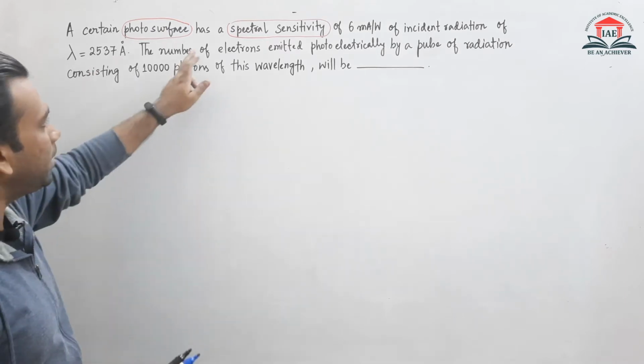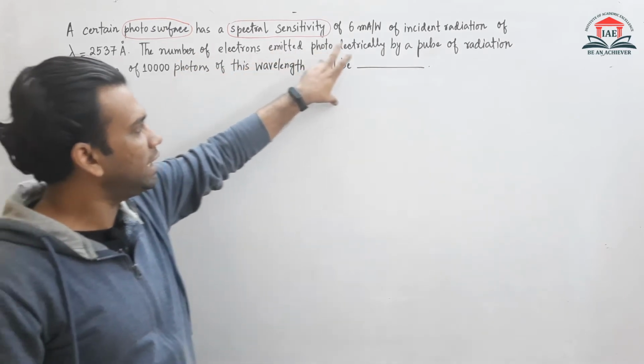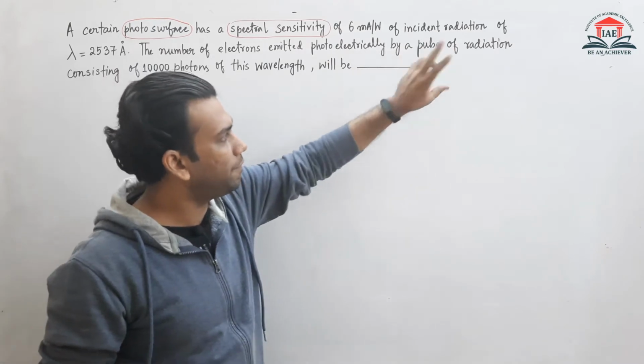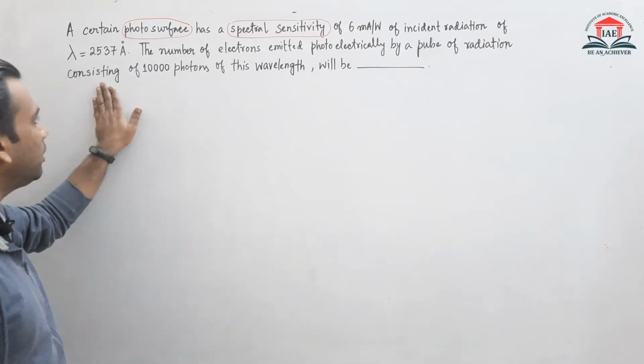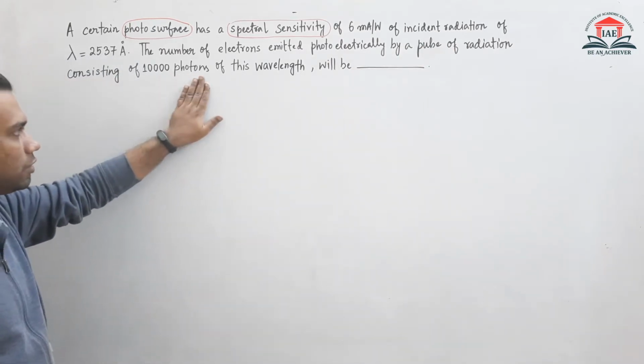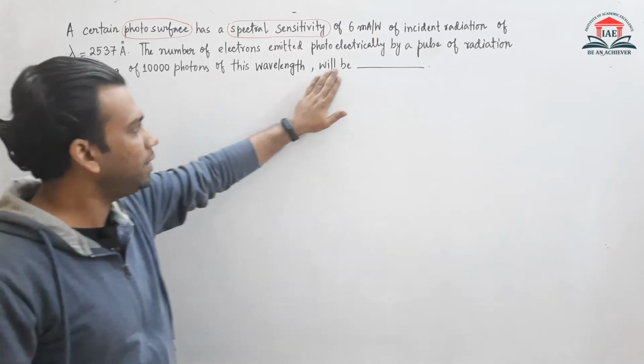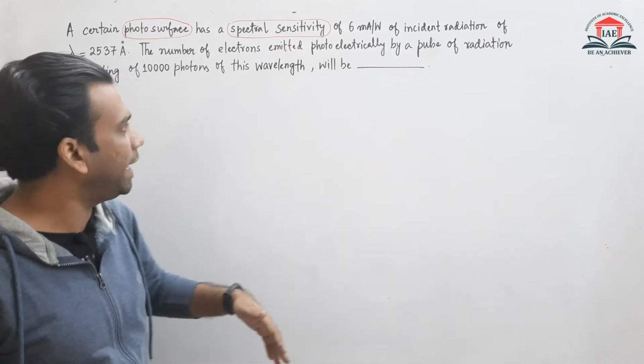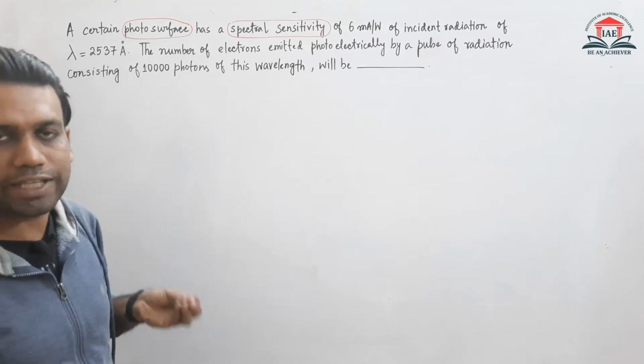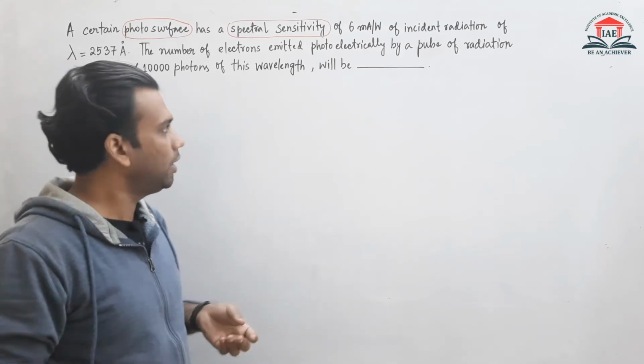Now, the number of electrons emitted photoelectrically by a pulse of radiation consisting of 10,000 photons of this wavelength will be dash. So we have to find the number of electrons, that means the number of charges.